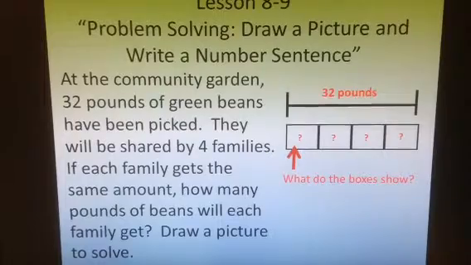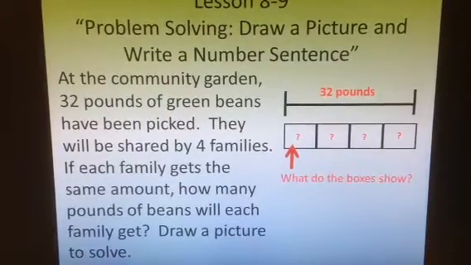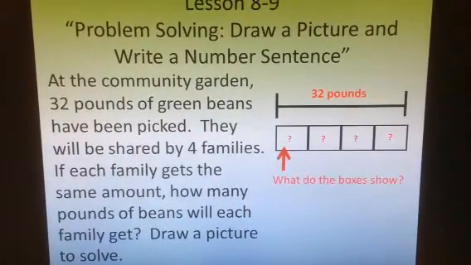This was a picture I suggested, a part-whole map. And we talked about how the 32 at the top shows the whole. That's what a part-whole map does. 32 shows the whole. And then these are the parts of that whole. What do the boxes show? Well, in this problem there's 4 boxes and they show the 4 families. The question mark shows the answer we're trying to find, which is how many beans will each family get?